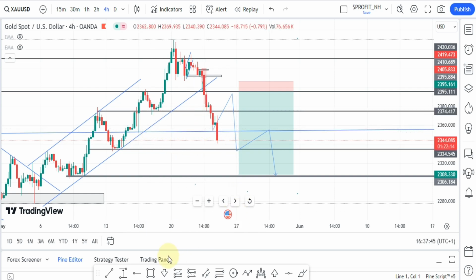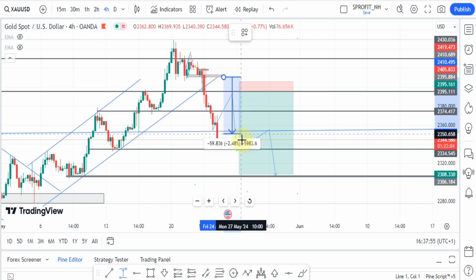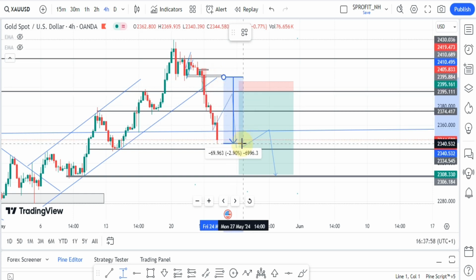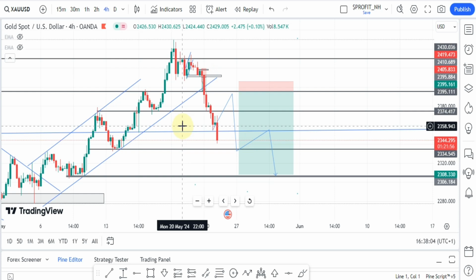And let's see, from the point that we took this entry, I took this entry at this point. So this is about 699 pips, guys. Crazy, man. That's crazy, man. This is crazy.